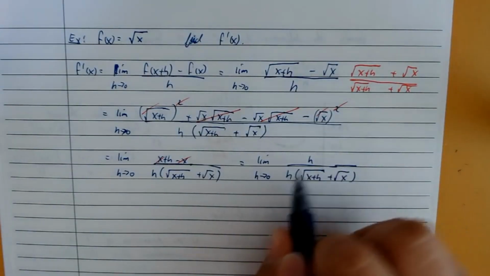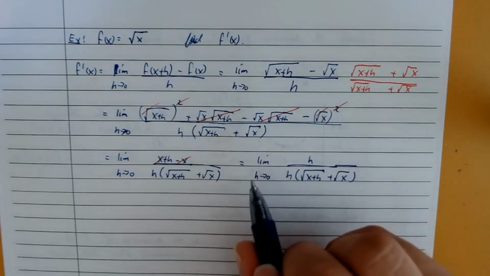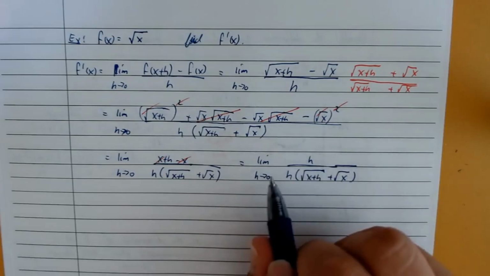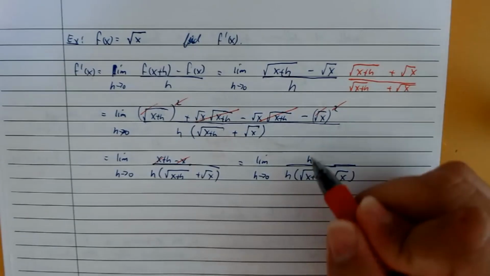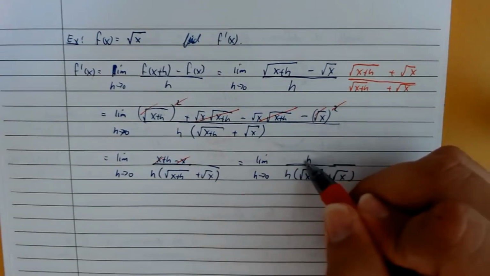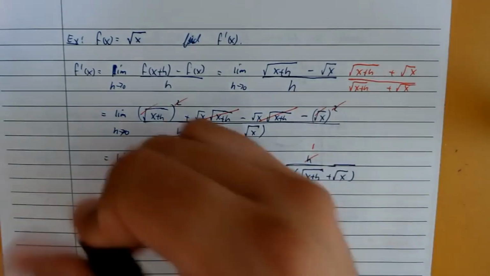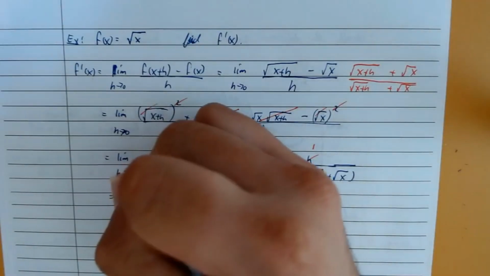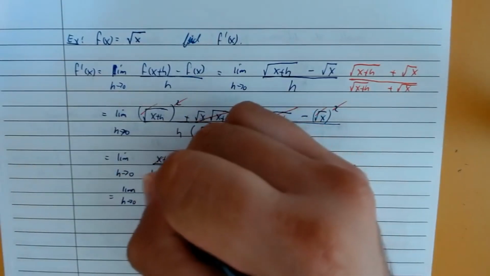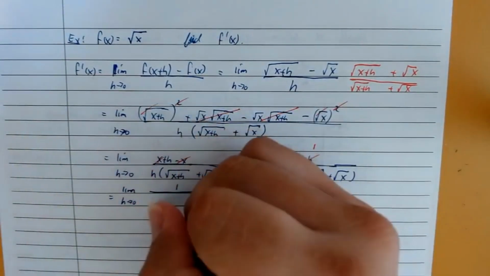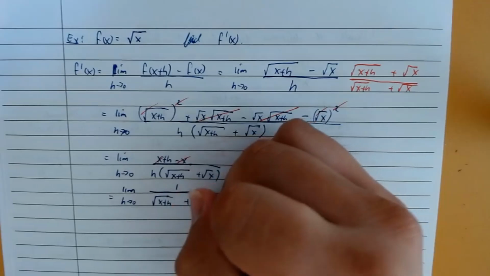Now notice that as long as h is not equal to 0, these two can be divided away. And since you're taking the limit as h approaches 0, we know it gets close to, but is never actually equal to 0. So since these are not 0 over 0, they are just some number over itself, those can be reduced to 1. So we are left with the limit as h approaches 0 of 1 over the square root of x plus h plus the square root of x.